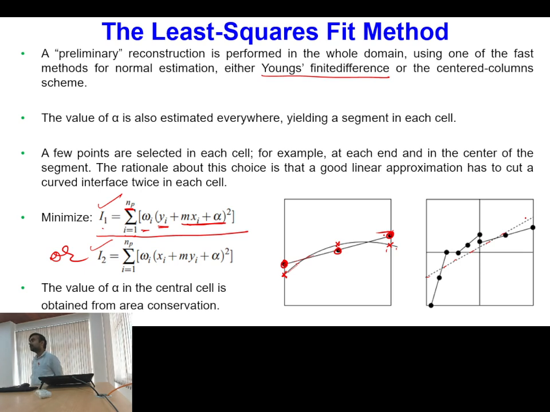Okay. So typically, different solvers use different types of approaches. For example, in one of the free open source solvers, Gerris, Gerris uses a mixed centered column and Young's finite difference approach. So they have done a hybridization of both to calculate the interface profile. Some solvers use this particular method, the least squares method, to determine the interface profile. Okay.